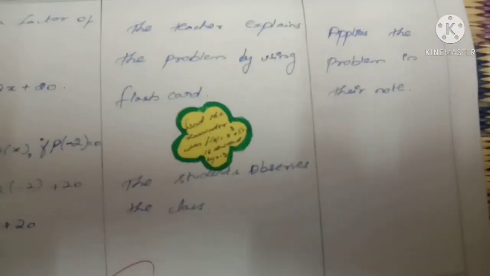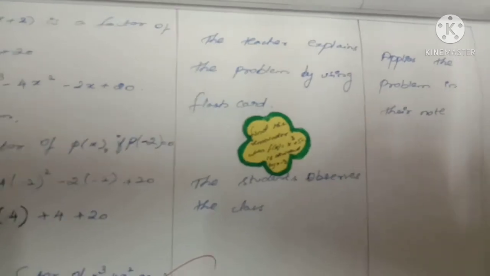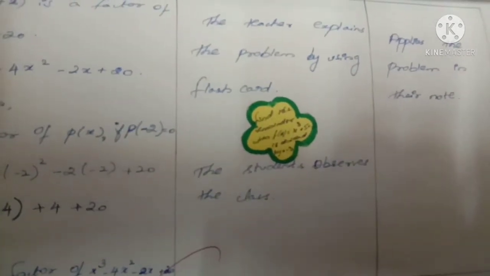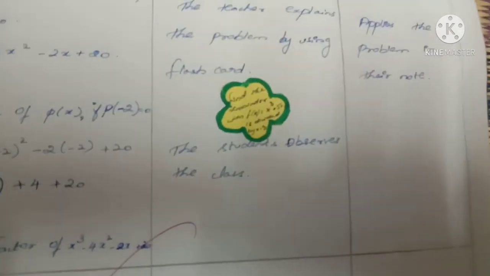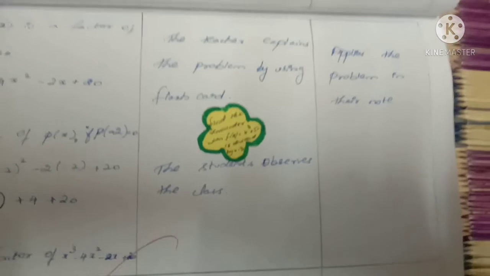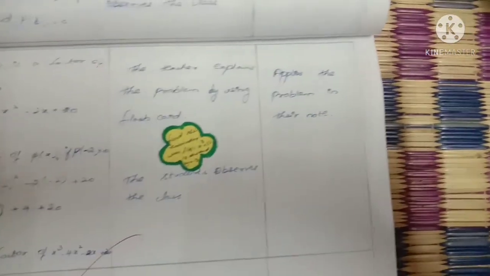Find the remainder when f of x equal to x cube plus 5x minus 2 is divided by x minus 3. At the end, the students observe the class. In the next box, they apply the problem in their notes.